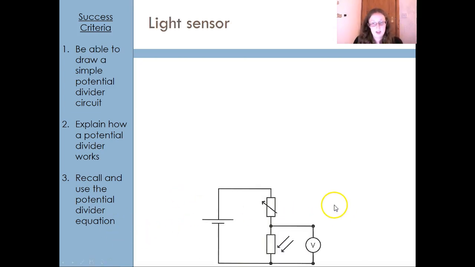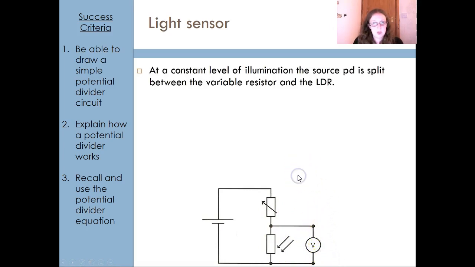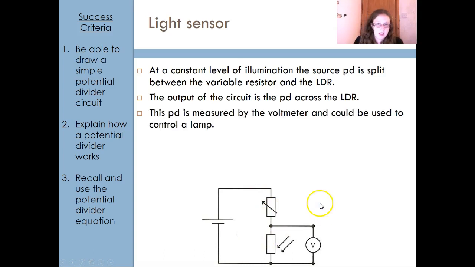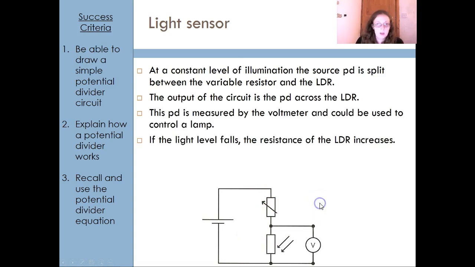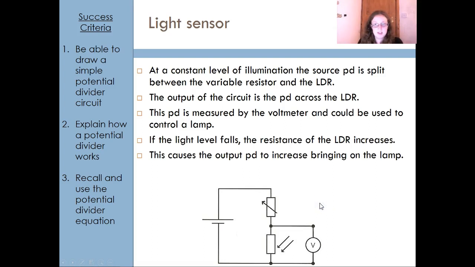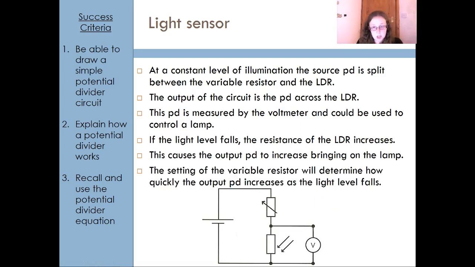I can do exactly the same thing if I want to have a light that turns on when it gets dark. So I have an LDR this time, again with my variable resistor, and my output would be here, and in most cases that would be a light. So at constant level of illumination, the voltage is split between the two. The output of the circuit is what goes across the LDR. Light level goes down, resistance in the LDR goes up, so voltage goes up, so the lamp turns on.